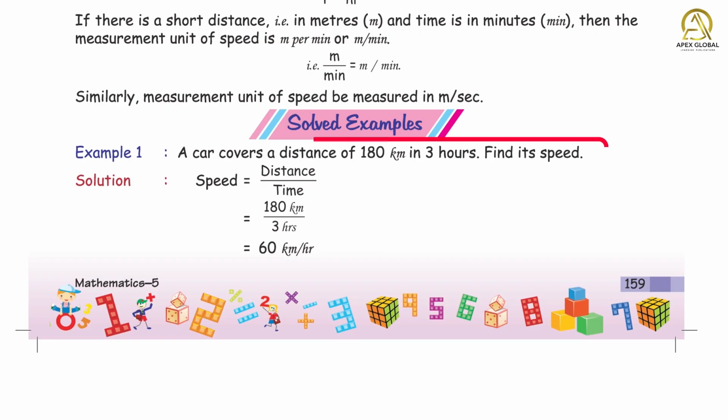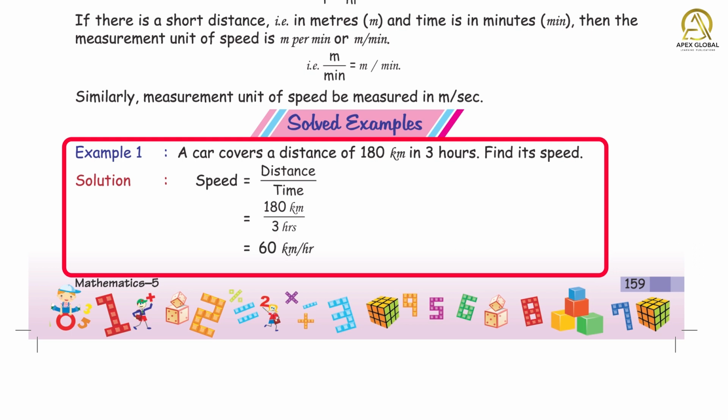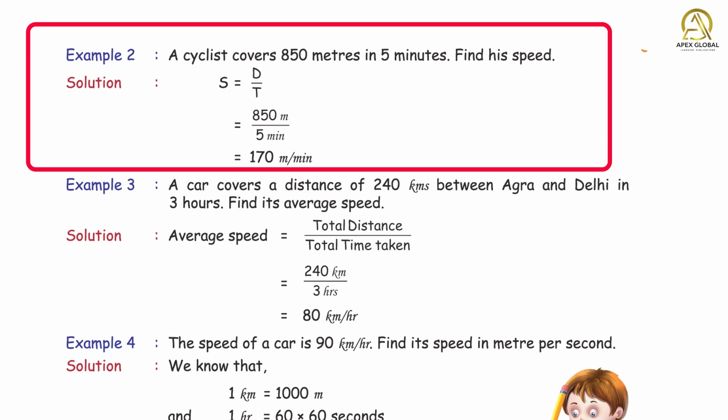Solved example. Example 1. A car covers a distance of 180 km in 3 hours. Find its speed. Solution. Speed equals distance upon time equals 180 km upon 3 hours equals 60 km per hour. Example 2. A cyclist covers 850 meters in 5 minutes. Find his speed. Solution. S equals D upon T equals 850 meter upon 5 minute equals 170 meter per minute.